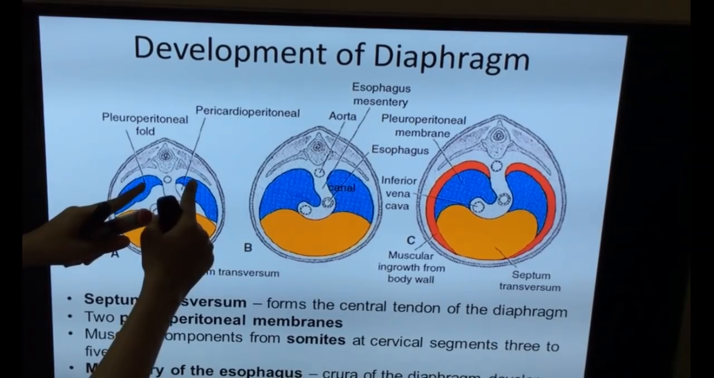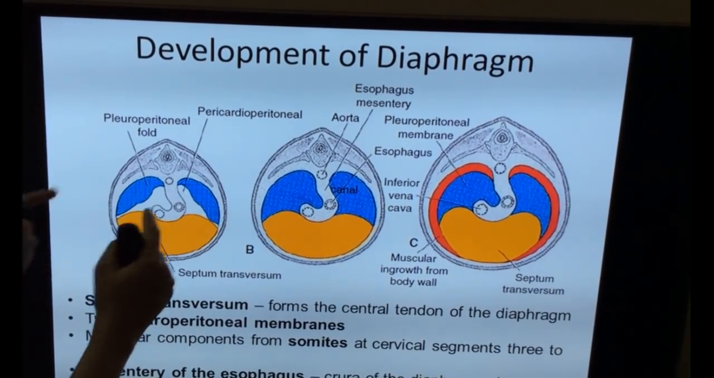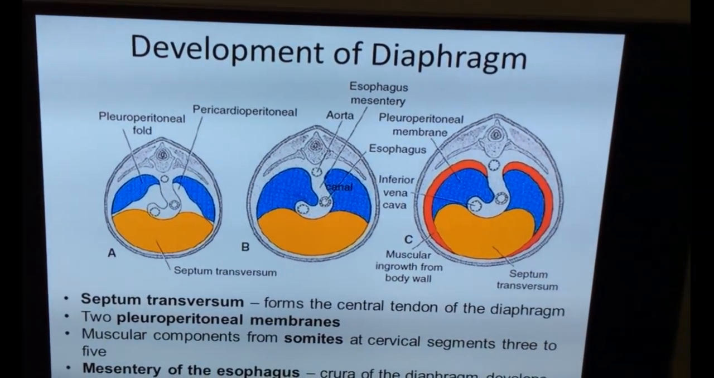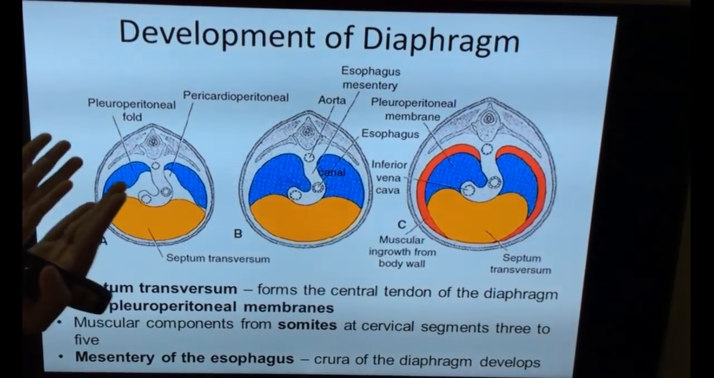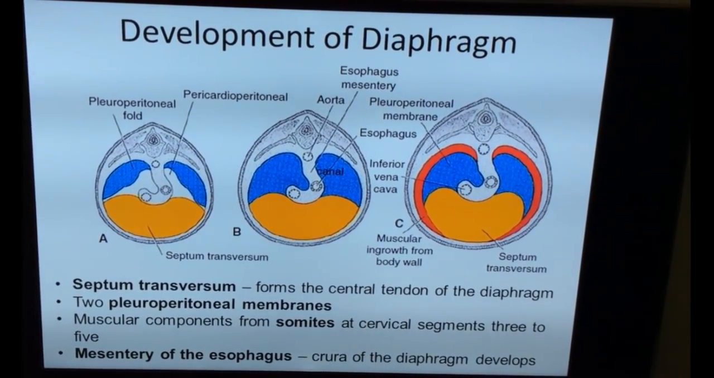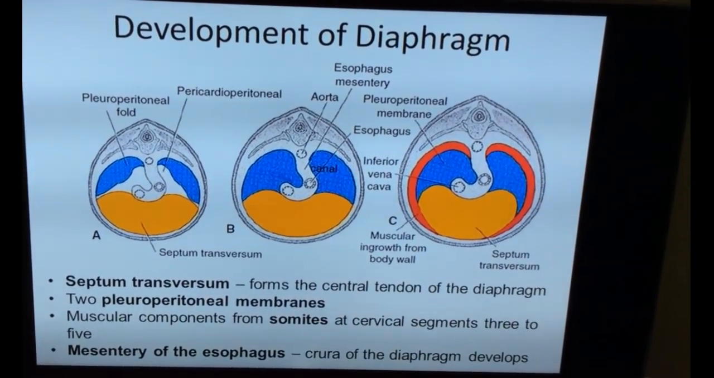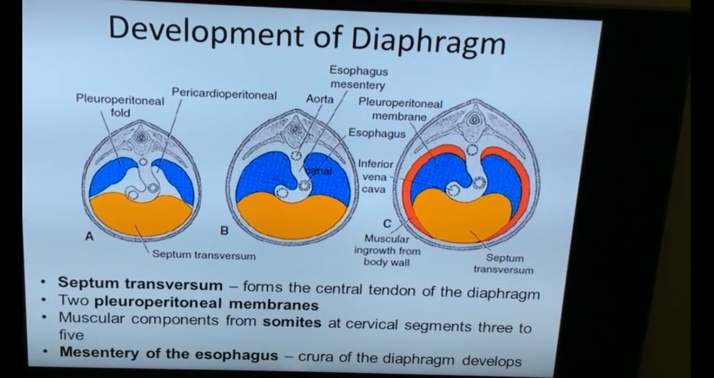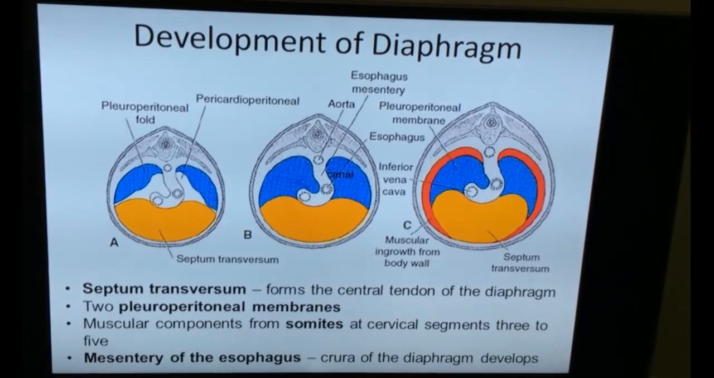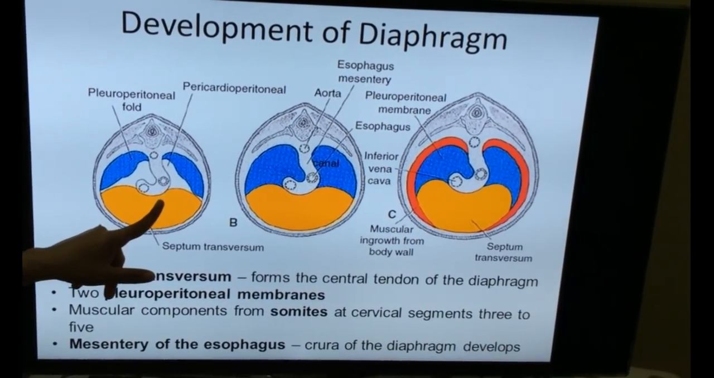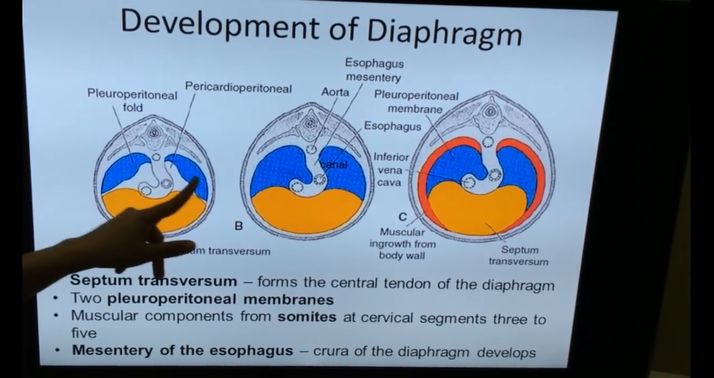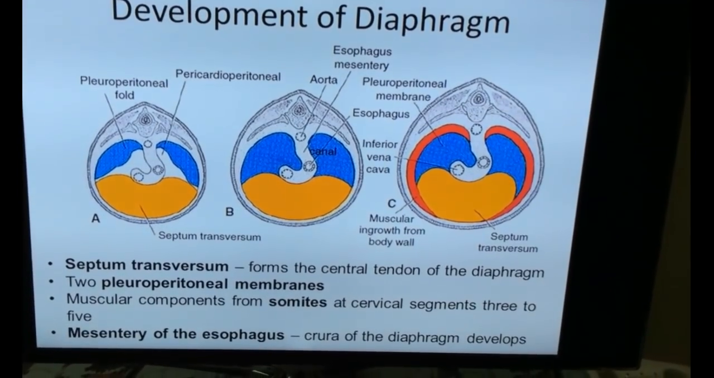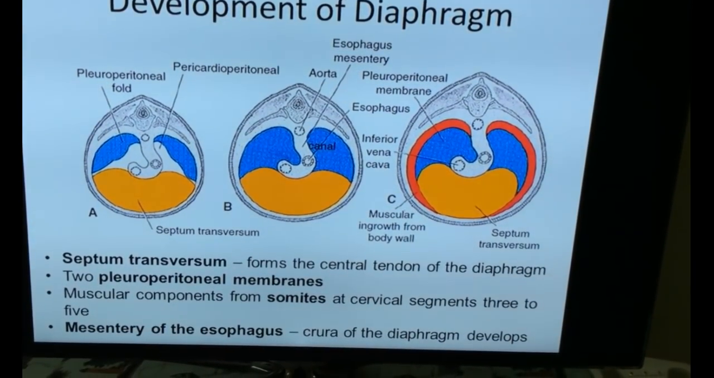So these pericardio-peritoneal folds, initially they are folds, and once they approach each other and fuse, they form the membranous part of the diaphragm. So the two pleuroperitoneal membranes give rise to the membranous part of the diaphragm. The septum transversum forms the central tendon, and the pleuroperitoneal membrane forms the membranous part of the diaphragm.